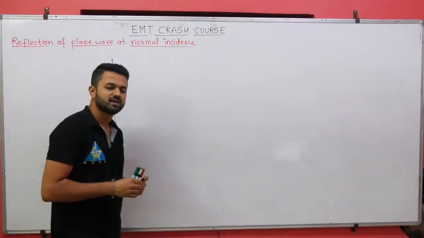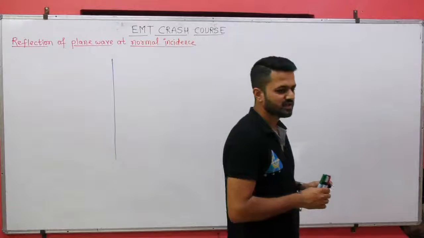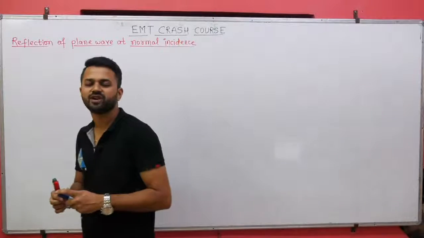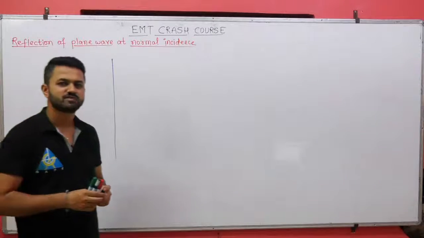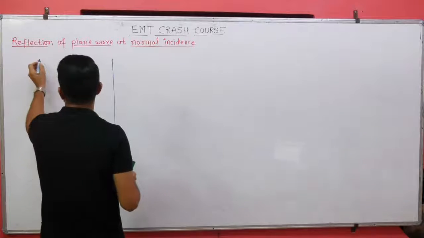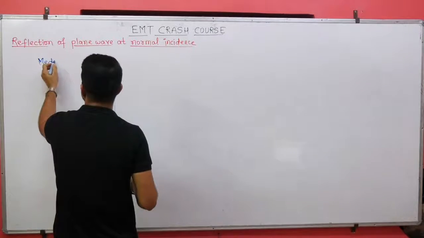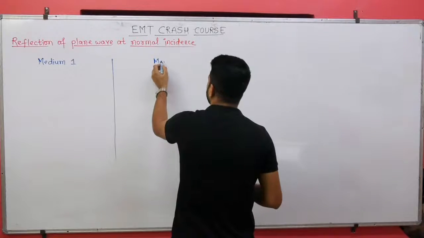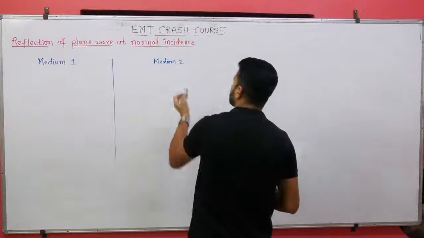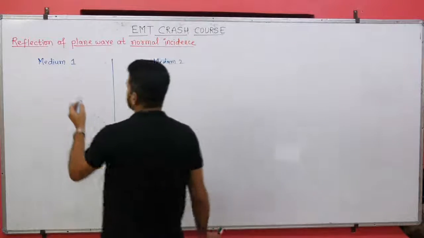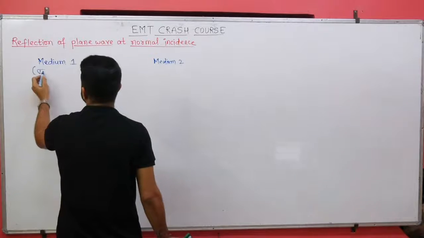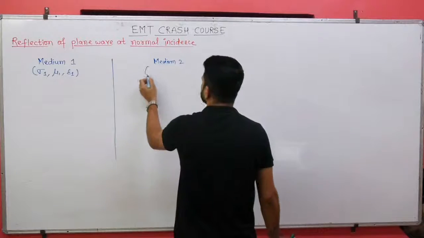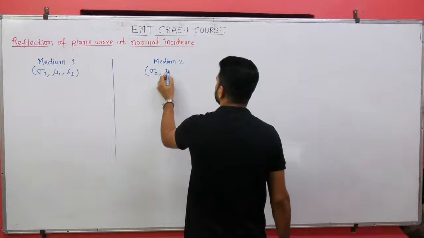So the reflection of the plane wave at normal incidence means we will be having more than one medium and the wave is traveling from one medium to another, and because of the change in their characteristics, this plane wave is reflecting, some part is reflecting and another part is transmitting. So this is medium 1 and medium 2. Medium 1 is having characteristics like sigma 1, mu 1 and epsilon 1, and medium 2 is having the characteristics sigma 2, mu 2 and epsilon 2.